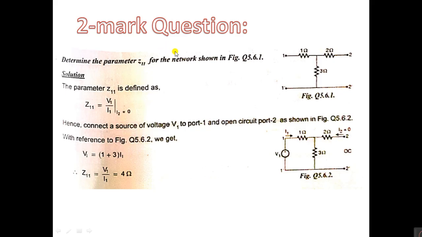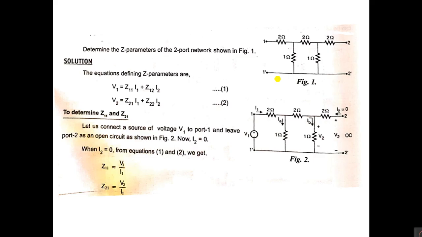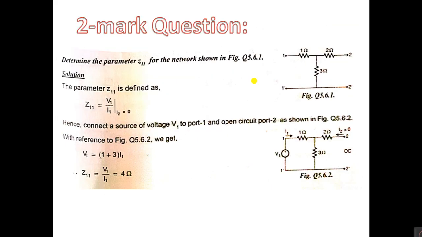You know the way. Make I2 equal to 0, connect a voltage source here, write the loop equation. So V1 equals (1 plus 3) I1, because I2 equals 0, no need of this I2. So Z11 equals V1 divided by I1, which becomes 4. Instead of this calculation, you can directly say 1 plus 3 equals 4 for Z11. Got it?